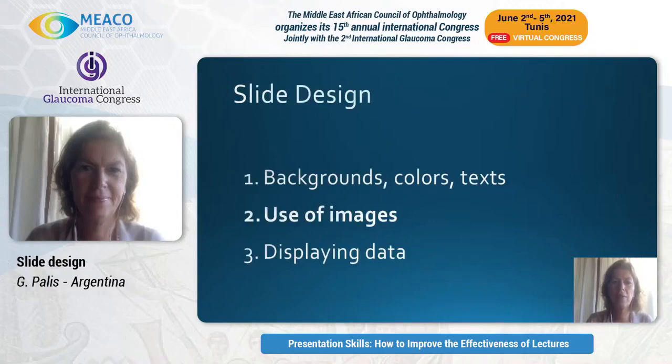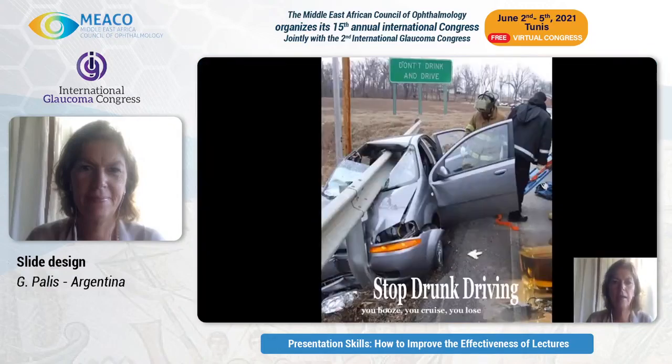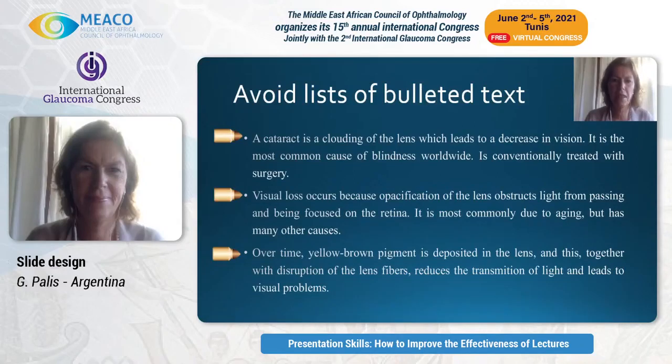The second point we will cover is the use of images. This is something that media use very well. Usually when you see an advertisement about not drinking and driving, you will not see a lot of text there. You will see an image, one that is very impactful. This is because for us, for our brains, it's easier to retain an image than to retain written text. So whenever you can, avoid lists of bulleted text because people will try to read them instead of listening to what you are saying. And for them, it's going to be difficult to retain all these texts.